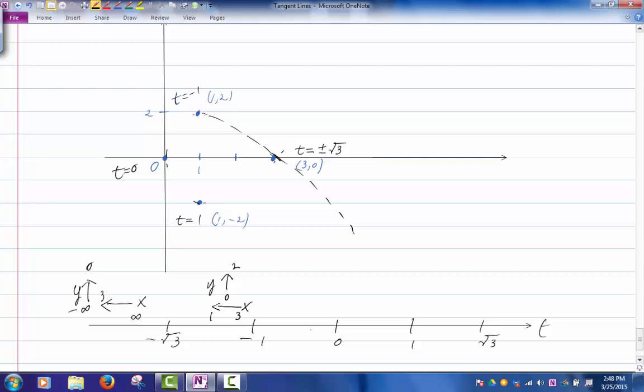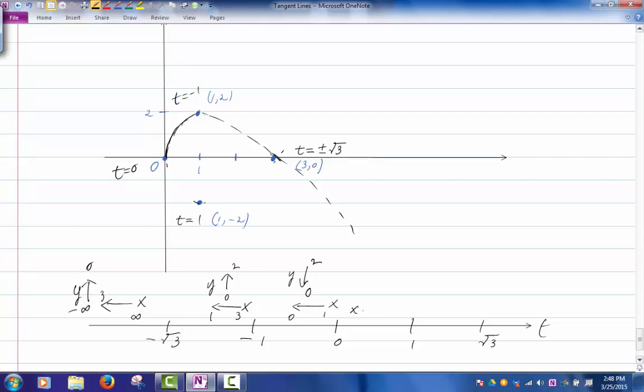Now what's happening between negative 1 and 0? Between negative 1 and 0, x is still decreasing from 1 to 0. And y is now starting to decrease, from 2 to 0. So that means you're going to get this. Okay? Right? Y decreasing is still concave down. X decreasing as well.